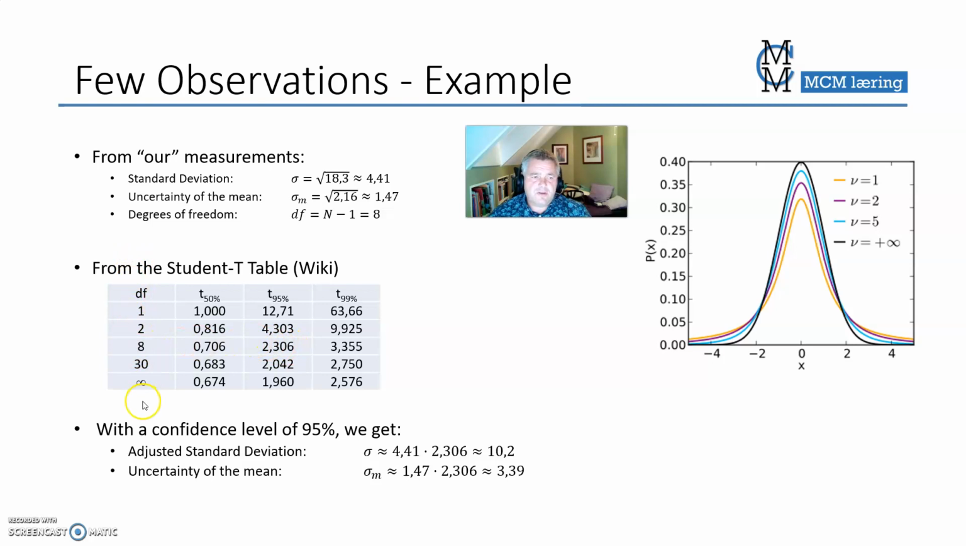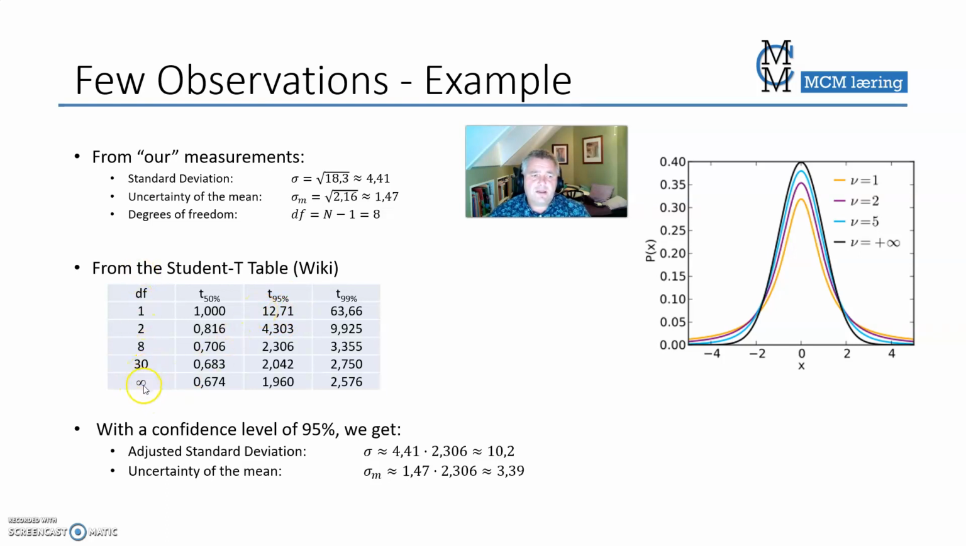Of course, this table is much longer on Wikipedia, but I just found 5 important values here. First of all, the fewer observations we have, the fewer degrees of freedom that we have, the higher the multiplier. So this means that the uncertainty is even higher.